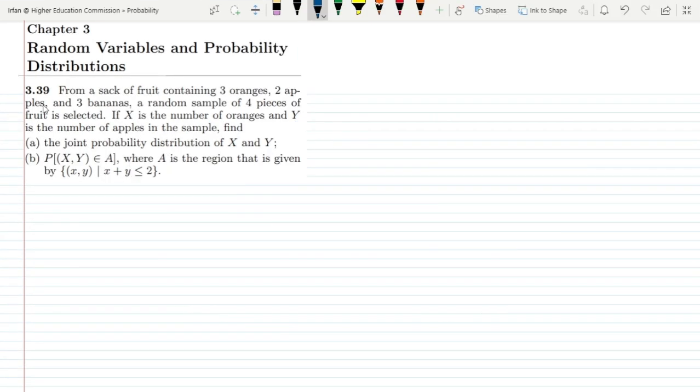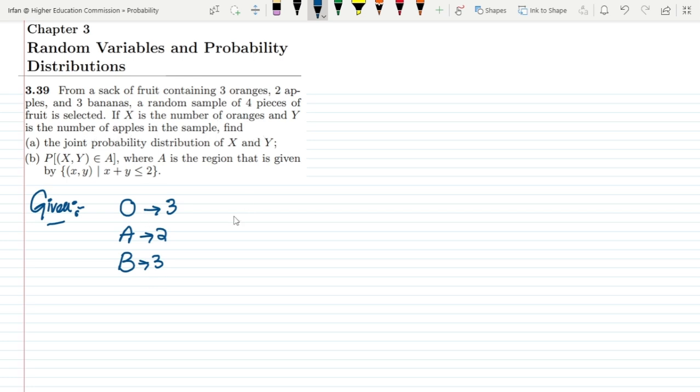So this is question 3.39, and the statement of it is: from a sack of fruit containing 3 oranges, 2 apples and 3 bananas, a random sample of 4 pieces of fruit is selected. Okay, so in the given data we can write that we have 3 oranges, 2 apples, and also 3 bananas. From them I have to select 4 pieces of fruit randomly.